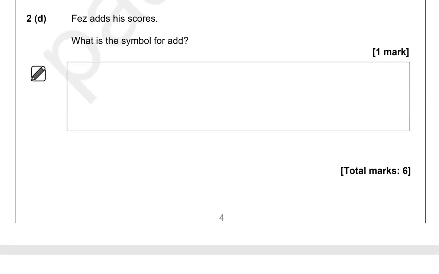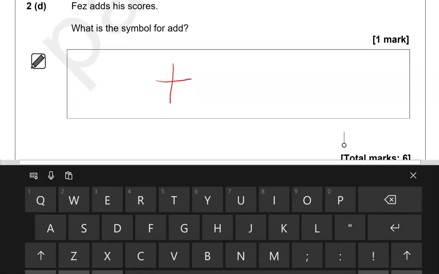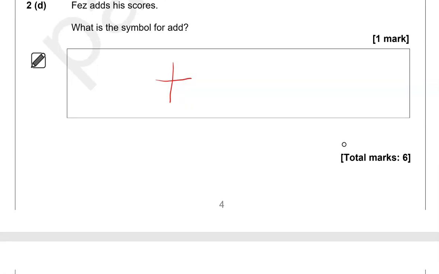Fez adds his scores. What is the symbol for add? The symbol for add looks like this. Yes, the plus symbol.